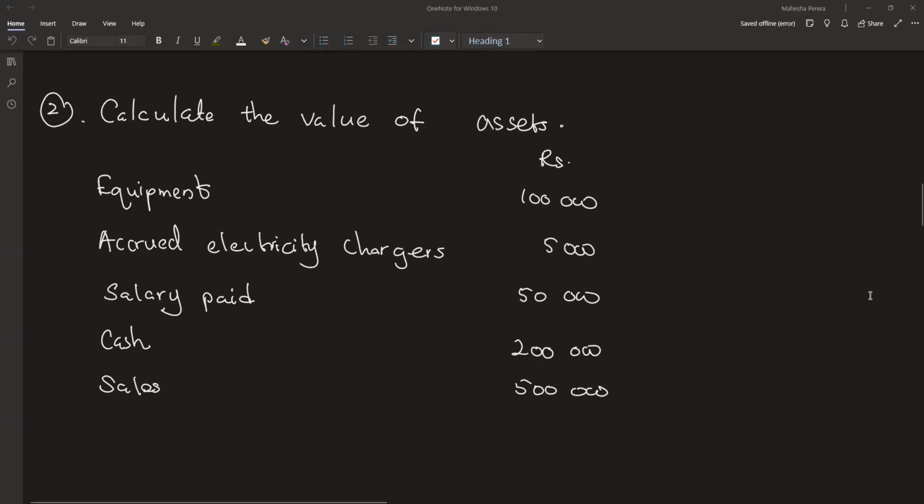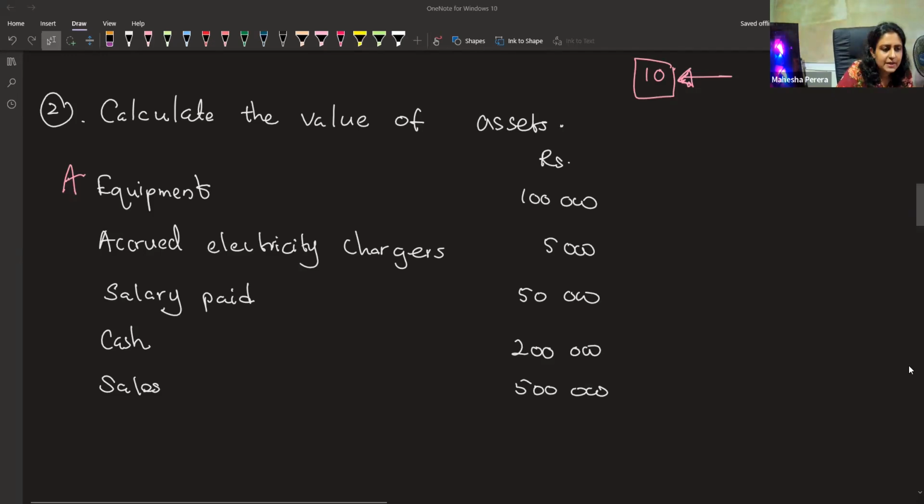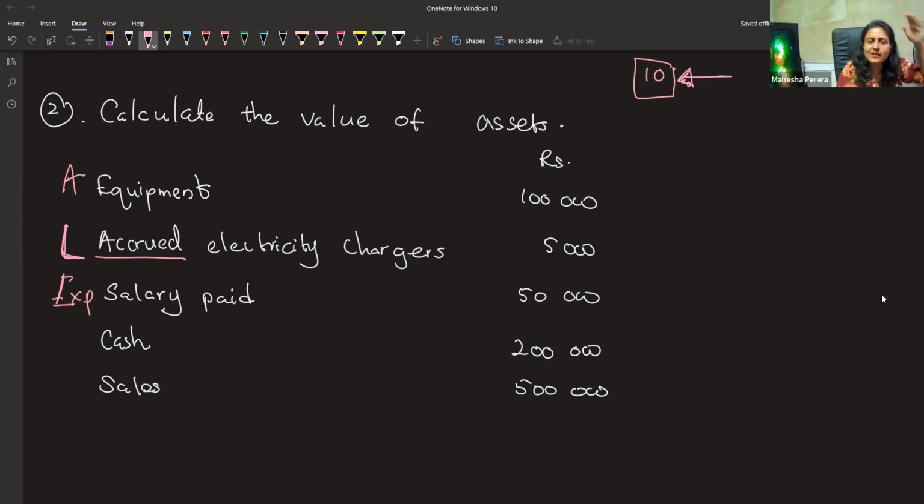Right. Yes. Most of your answers are correct. Equipment is an asset, Puta. Accrued electricity charges, you know what? This is a liability. Salary paid is an expense. Definitely. Salary එක expense එකක් නේ. Cash is a good asset. It is a good asset. Correct? Sales මොනවද දන්නවද පුතා? Income.